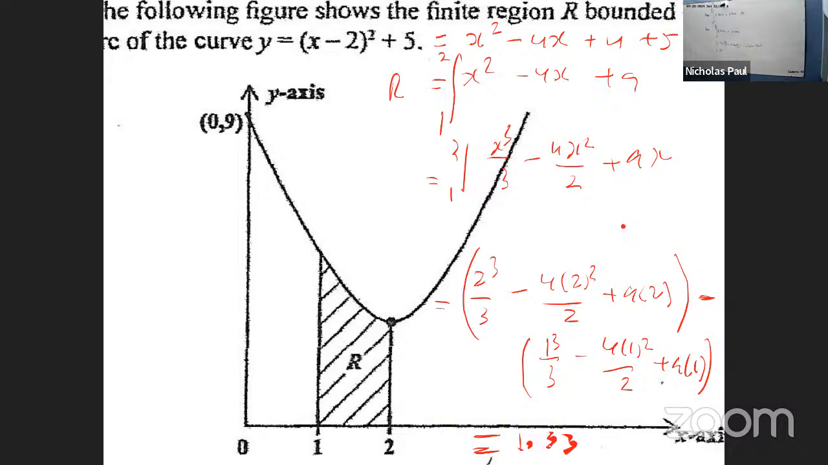Yes, put 13 on 3. That's 1 cubed. Sorry. How much you got? 16 on 3. 16 on 3. Right? Nice.